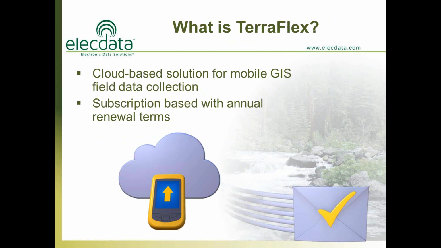Okay, so what is Teraflex? It's a cloud-based solution for mobile GIS field data collection. It's subscription-based with an annual renewal term. So for $250 per user, you have access to the Teraflex Cloud and Teraflex Mobile. Teraflex Mobile gets installed on your iOS or your Android or your Trimble handheld, and that's an easy download.